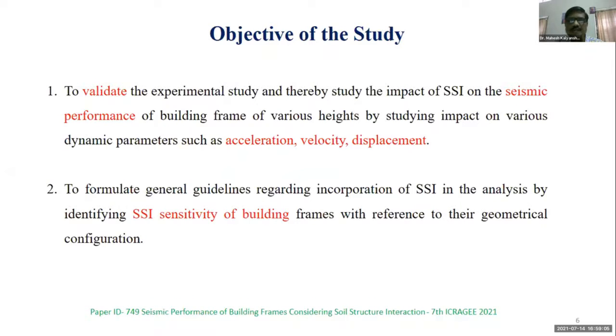The objective of my study is to validate the experimental study and thereby study the impact of SSI on the performance of building frames of various heights by studying the impact on various dynamic properties of the structure, such as acceleration, velocity, and displacement, and also to formulate general guidelines regarding incorporation of SSI in the analysis by identifying the SSI sensitivity of the building frames with reference to their geometrical configuration.